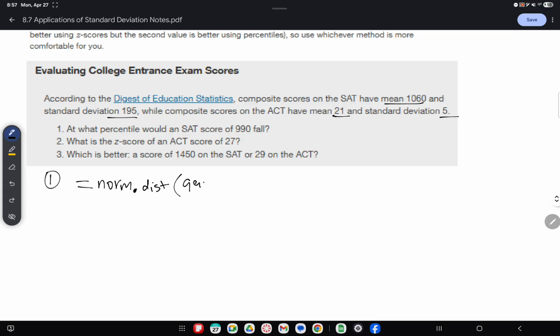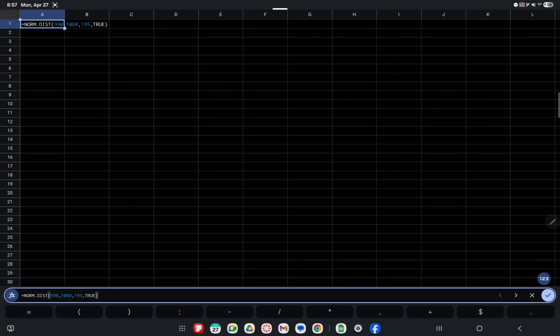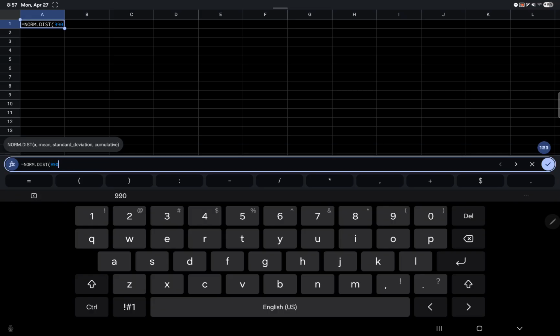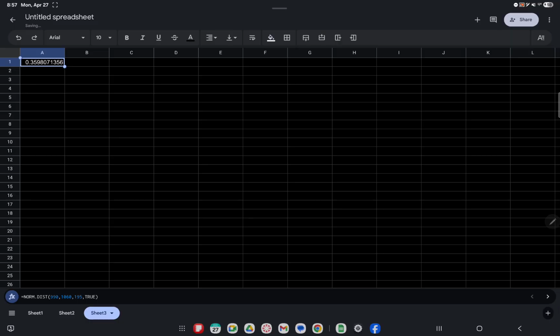So our value is that 990, the mean is 1060, standard deviation is 195, and then we want to put, if I can spell, true. And then it'll give us out a number. So let's go get that number. So I'm going to erase these so that you can see what it's telling us to do. You see that? Say X is for the data value, mean, so 1060. Standard deviation was 195, and then cumulative, we want that to be true. I'll close the parentheses and get a number.